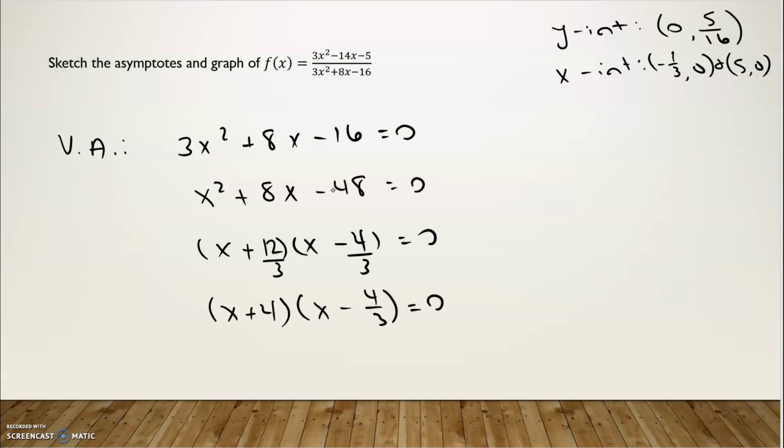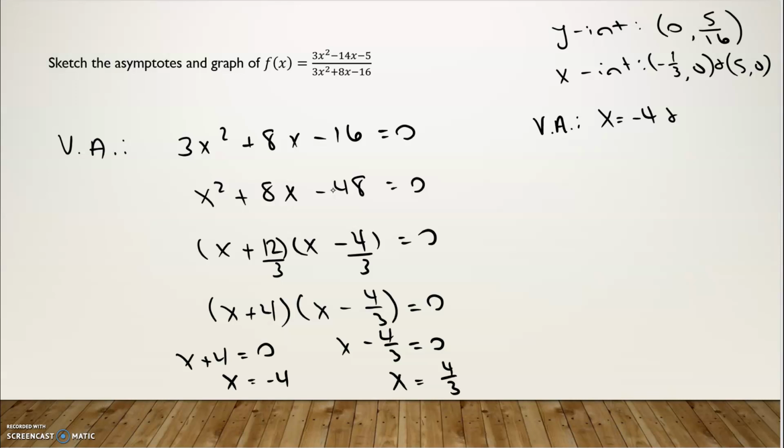So it looks like I'll have two vertical asymptotes. So x equals negative 4 and x equals 4/3. So we've got x equal to negative 4 and x equal to 4/3. Okay, now let's find the horizontal asymptote.